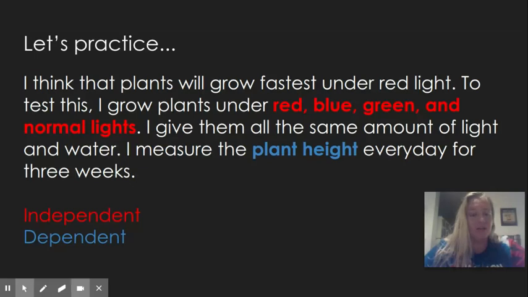All right, so let's look at an example. I think that plants will grow fastest under red light. To test this, I grow plants under red, blue, green, and normal lights. I give them all the same amount of light and water. I measure the plant height every day for 3 weeks.